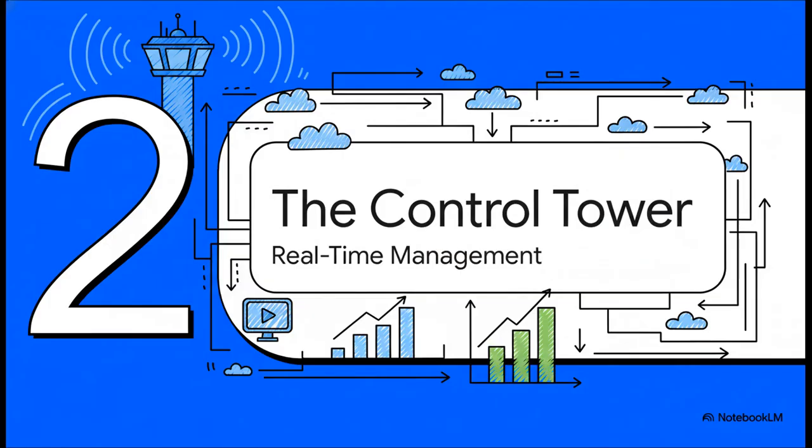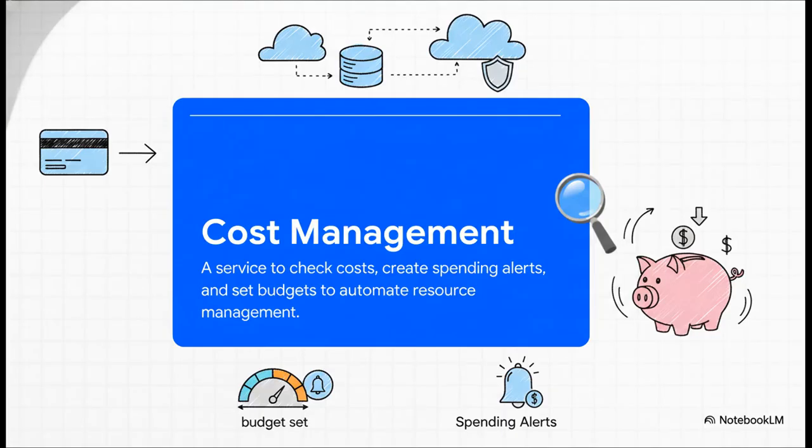Okay, so you've done your homework, you've made your forecast, and you've deployed your resources. So now what? Well, that brings us to Chapter 2, the control tower. We're shifting from planning ahead to managing what's happening right now. And your mission control for all of this is Azure Cost Management. If the pricing calculator was the mortgage calculator, then cost management is like your online banking app.